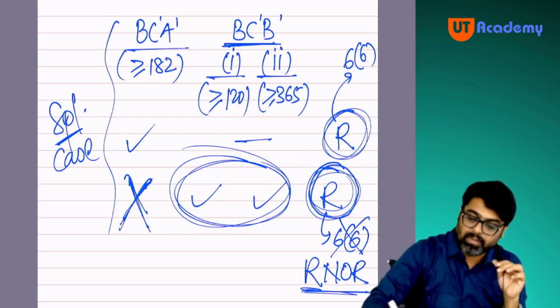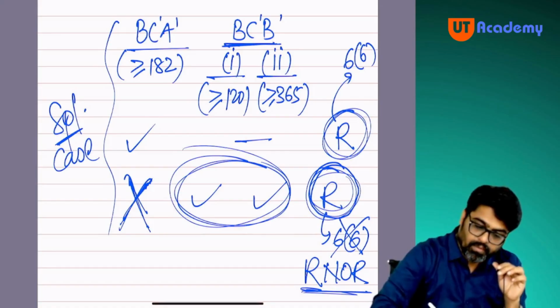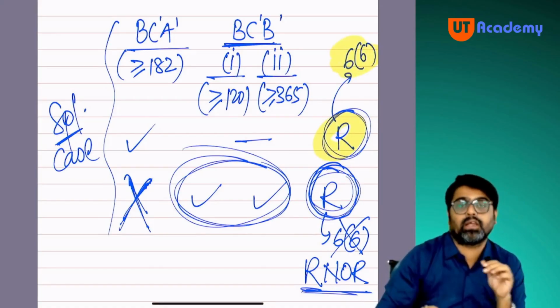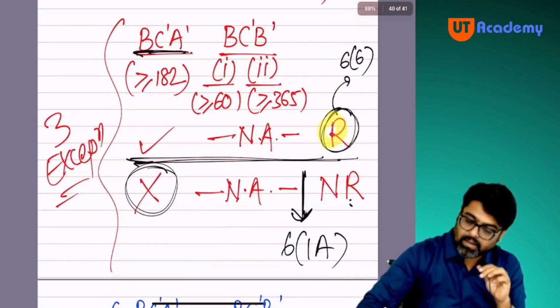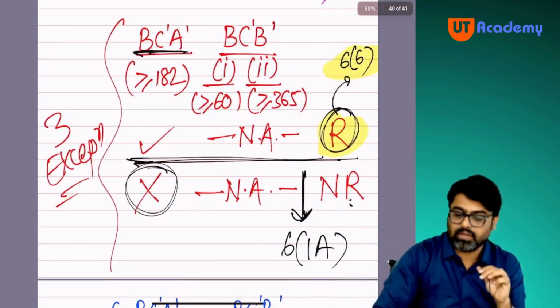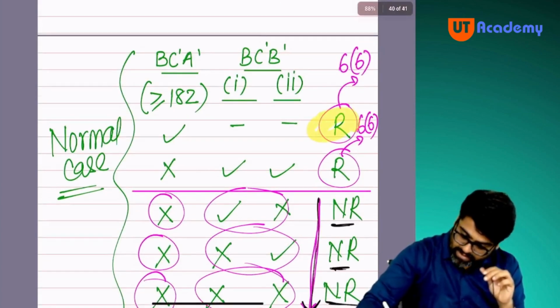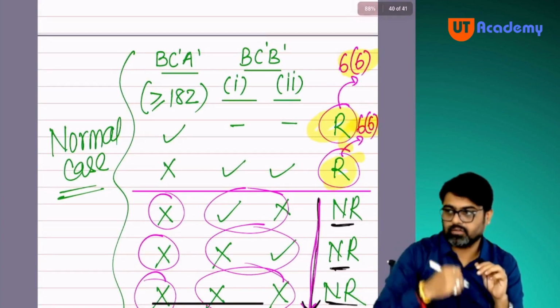Rest every case, are you becoming a resident here? Check. Check this case. Are you becoming a resident here? You are going to check 6(6). Are you becoming a resident here? Yes or no? You are going to check 6(6). Are you becoming a resident here and here? Yes, you are going to check 6(6). Please check.